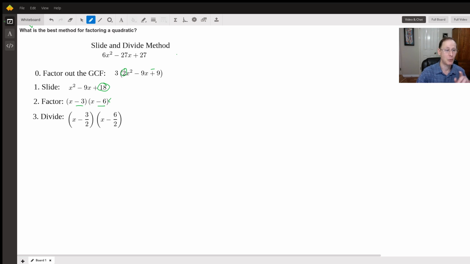The next step is we have to simplify. So you might notice that sometimes, like with 3 over 2, you can't simplify, and that's okay. Just leave it how it is. If you can simplify it, it might simplify to a simpler fraction, or it might even become an integer. In this case, 6 over 2 simplifies just to 3. So when we simplify, we get x minus 3 over 2, x minus 3, and we're not quite done yet. The last step is to slide back.